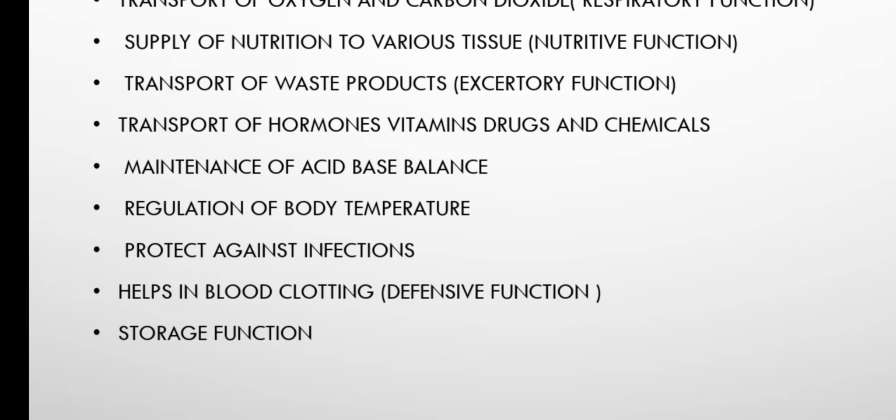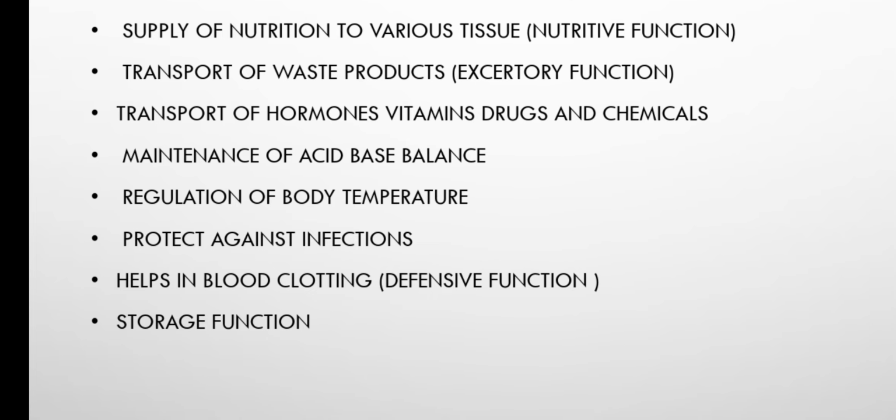And the regulation of body temperature. So blood distributes the heat generated at a particular organ to all parts of the body. So it is known as the regulation of body temperature. Another function is protection against infections. Leukocytes present in the blood help in protecting the body against microorganisms. So when microorganisms enter the blood, leukocytes act against them. Like this, they protect against infections.